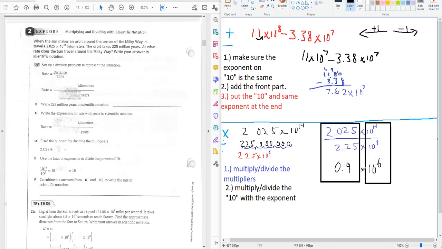Multiply just goes straight down. So that's my final answer. My final answer is 0.9 times 10 to the 6th. Well, I shouldn't say final answer. That's just my answer that I got. This is not in scientific notation. The decimal is not after the first non-zero. I want it here. So if I wanted 9.0, if I wanted to move this over 1 to the right, I have to minus 1. So times 10 to the 5th.